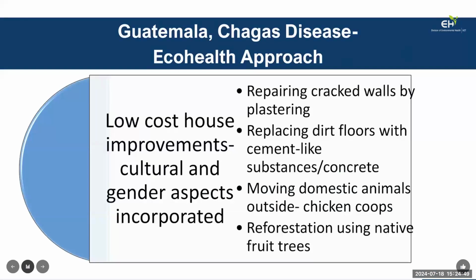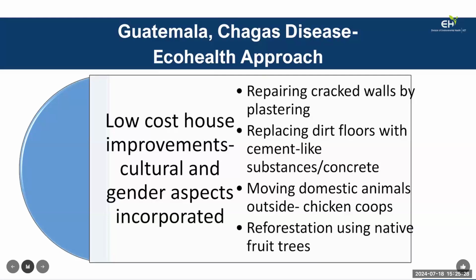And lastly, we're going to go to Guatemala, where they used an eco-health approach to manage vectors. Here they were looking at Chagas disease, and their focus was on low-cost house improvements. We've heard how housing is such a big issue when it comes to vector breeding as well as vector control. Within these communities, very typical rural communities, they found that low-cost measures such as repairing cracked walls just by plastering, replacing the dirt floors with cement-like substances or concrete, moving domestic animals outside.